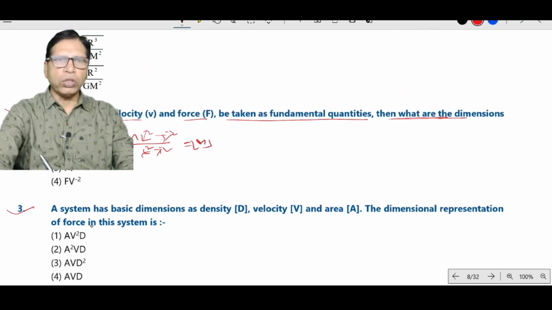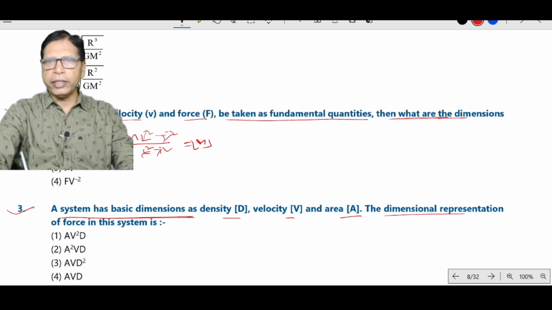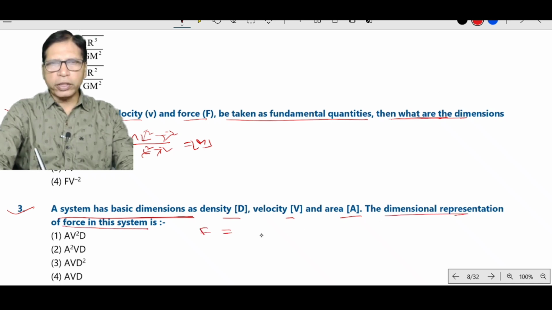Okay. Now question number 3. A system has basic dimensions as density, velocity, and area. Find the dimensional representation of force in this system. So force can be written as D to the power a, V to the power b, and A to the power c.